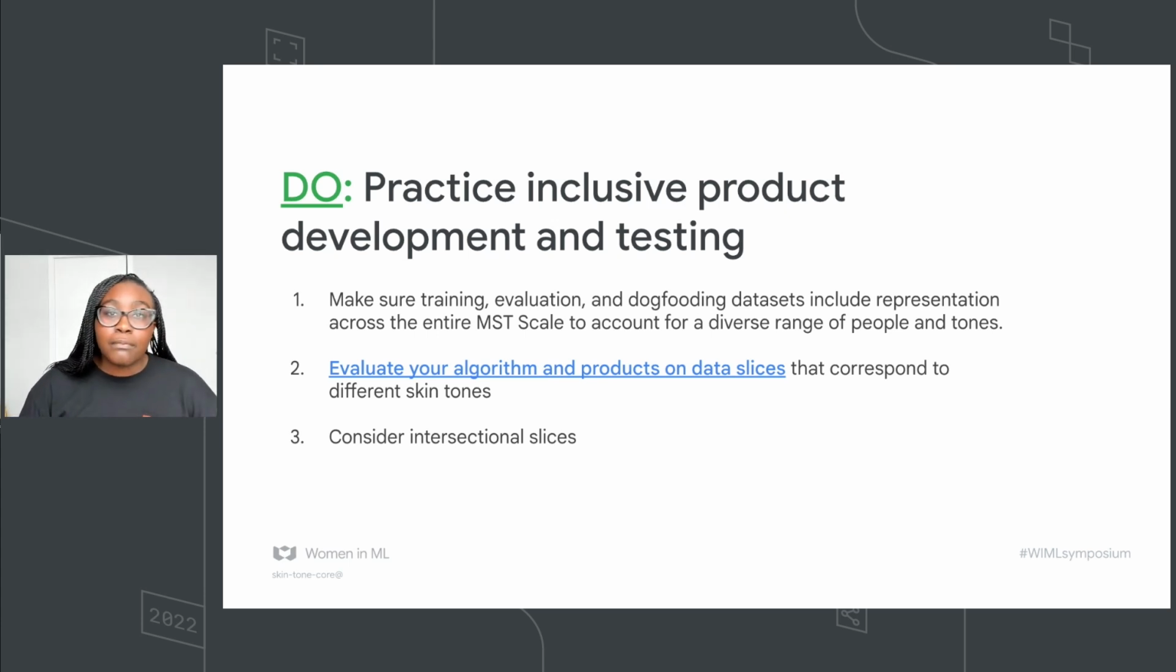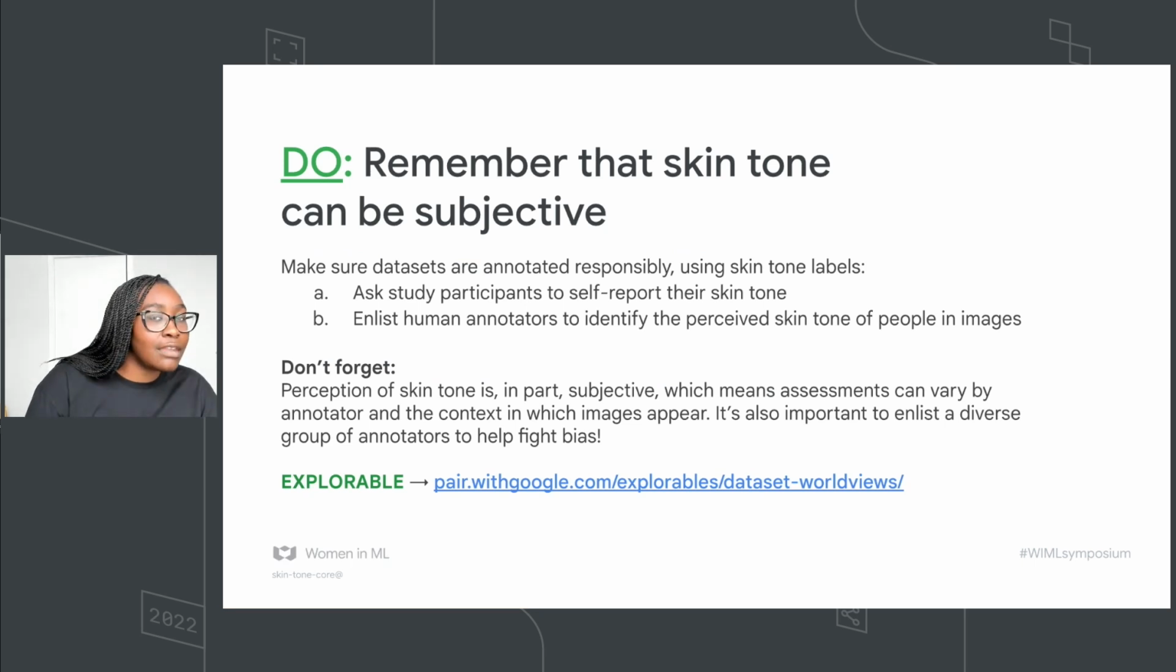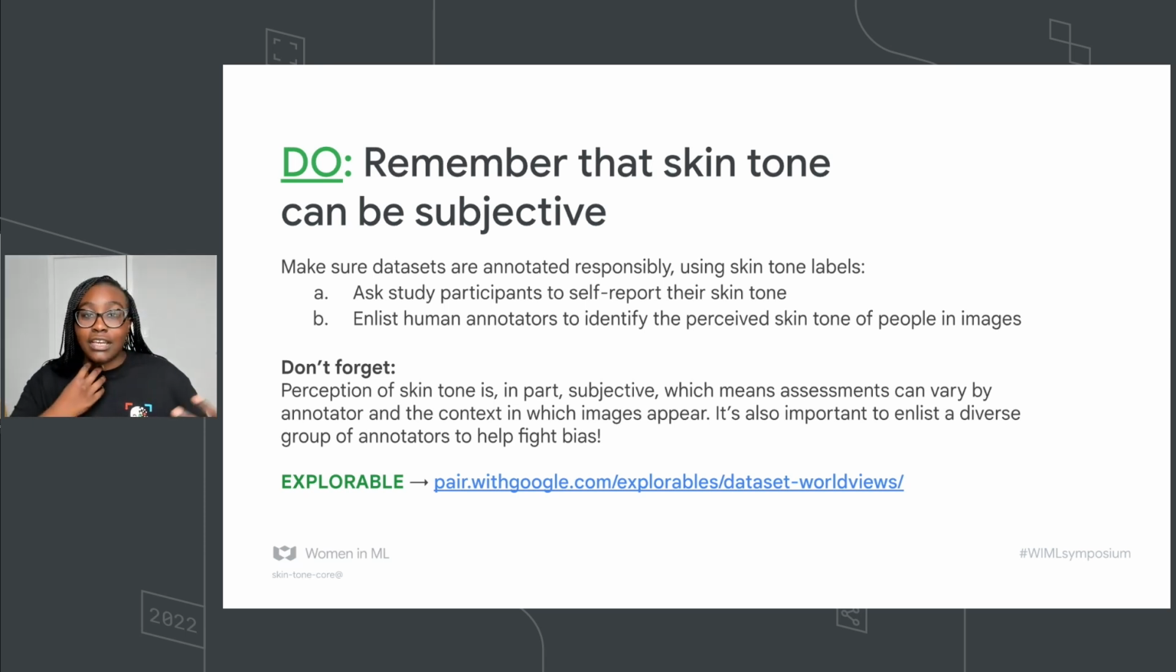And when you are building, really do consider the intersectional slices besides skin tone, like gender, age, and what other subgroups you feel may potentially be harmed by your product. Another really important thing is to remember that skin tone can be subjective. So when putting all this into practice, make sure your data sets are annotated responsibly using skin tone labels. We recommend people enlist human annotators and also understand that the context of the annotator does play a role. You can learn more about that at the Explorable here and linked.